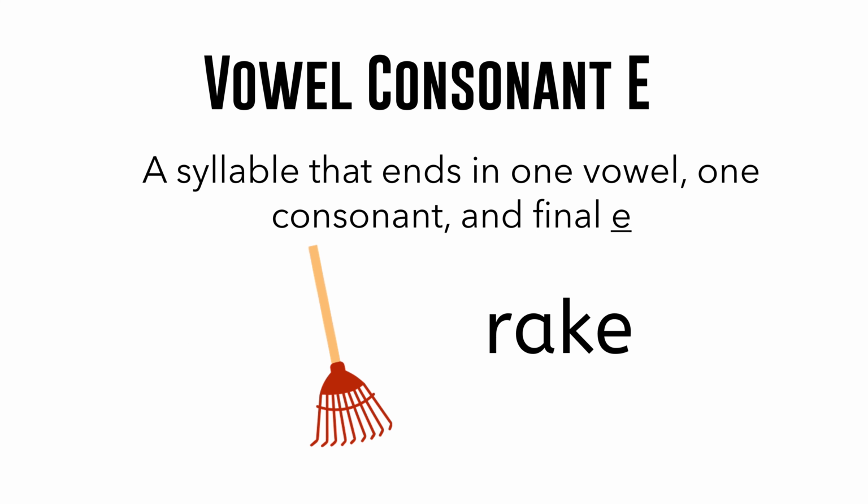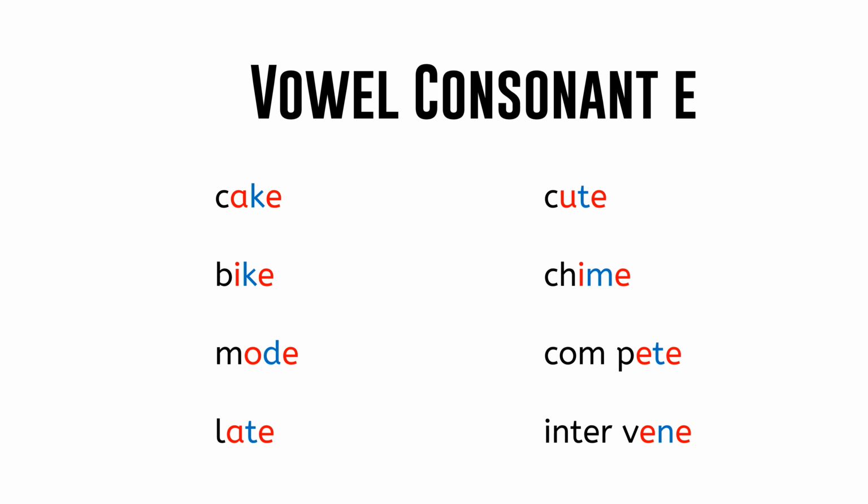A vowel consonant E syllable is a syllable that ends in one vowel, one consonant, and the letter E, as in the word rake. You will often see this syllable abbreviated as the V-E to represent that this syllable can include any of the vowels followed by any consonant, but they all have the letter E immediately following. As you can see in these example words, all of them have the vowel consonant E syllable type. What do you notice about the vowel sounds in vowel consonant E syllables?